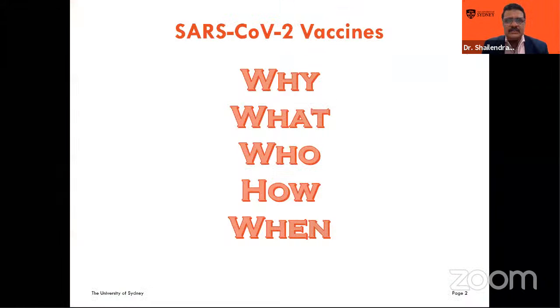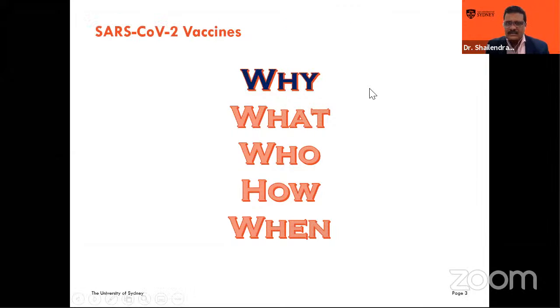What I've decided to do is to present this talk in a very simple way. So looking at the SARS-CoV-2 vaccines or COVID-19 vaccines, as we'll simply call them: why do we need a vaccine? What are the vaccines that are currently available? What can we do to control the COVID-19 pandemic? Who should get the vaccine? How are we going to actually deliver this vaccine? And the critical question, when is the vaccine actually going to be available? Let's move on. So let's look at the why question first.